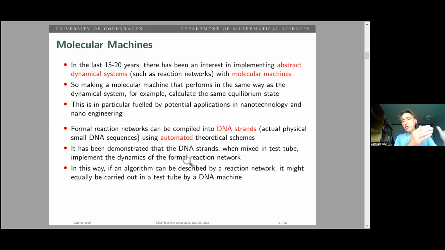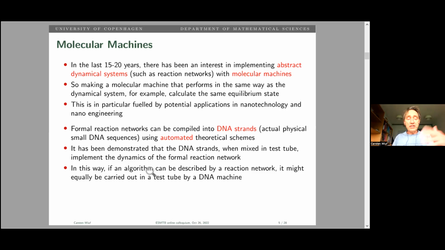So that means that if you have a reaction network with some dynamics, you can create a DNA strand system that, when you put it in a test tube or whatever you prefer, will actually perform the dynamics of the reaction network. So that's an implementation of a reaction network or a dynamical system in a molecular machine.